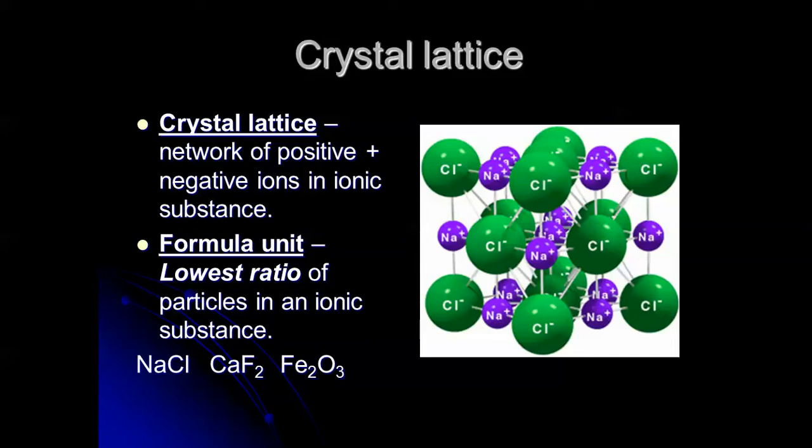So what you form when you do an ionic compound is a crystal lattice. A crystal lattice is a network of positive-negative ions in an ionic substance. So it looks a little bit like this. Here's an artist rendering of one. Notice we have the small sodium ions. If you think about when we talked about ionic radius in the last unit, ions of metals are smaller.